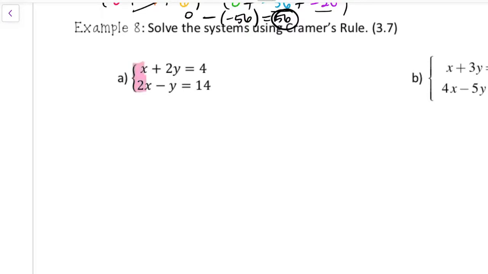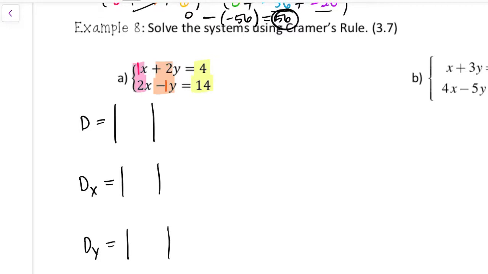Our coefficients of x are going to be 1 and 2, and they're going to be pink. Coefficients of y are 2 and -1, and they'll be orange. And then 4 and 14, our constants, are going to be yellow. So you need to memorize your formulas for D, Dx, and Dy.